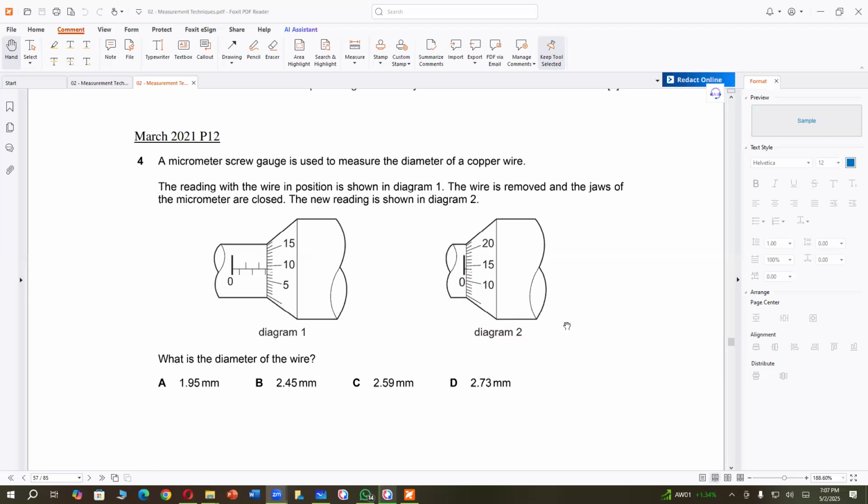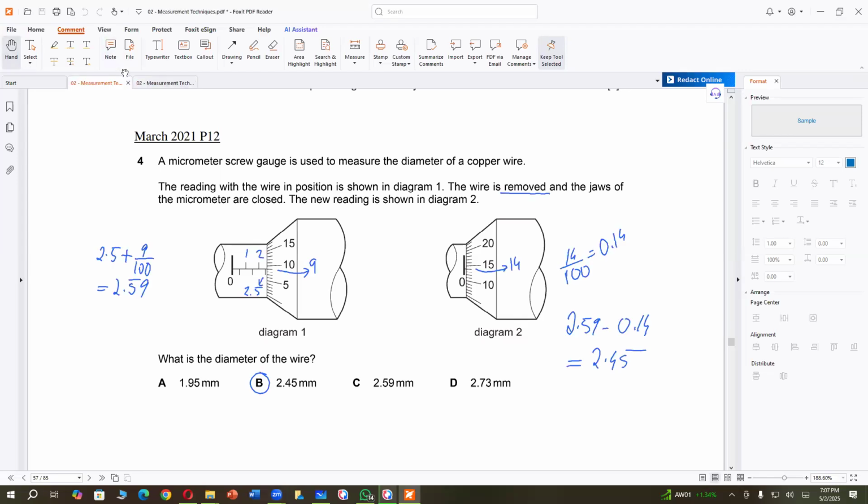What is the diameter of the wire? So first, let us see diagram 1. What is diagram 2? Does diagram 2 show some zero error? Yes. Okay, so let's start reading. Can you read the two micrometers? I have read it for you. The left side is 2.5. On the circular scale is 9. So I have obtained this number.